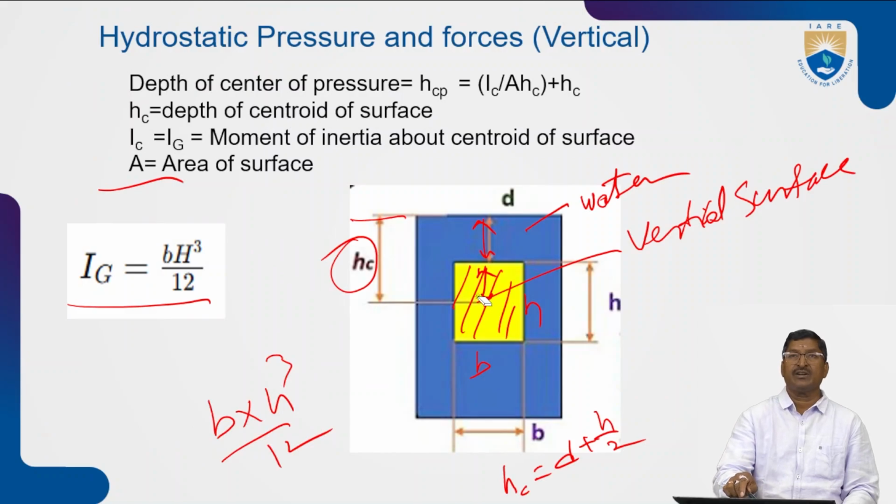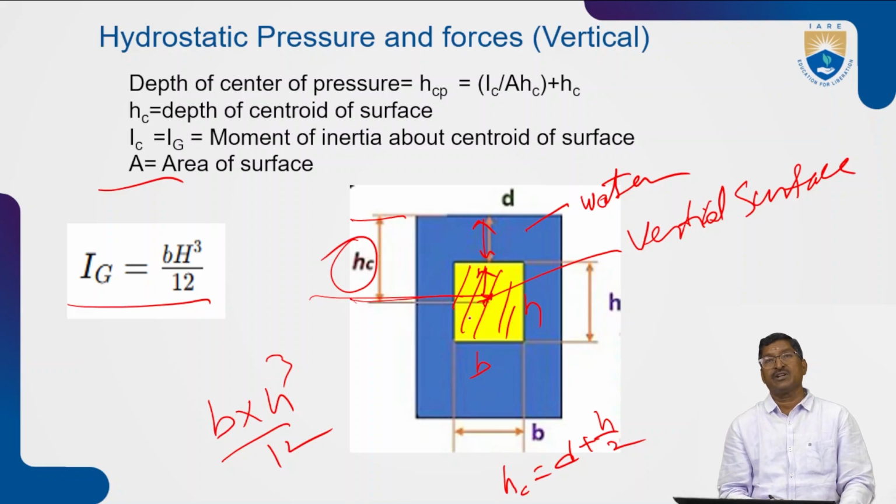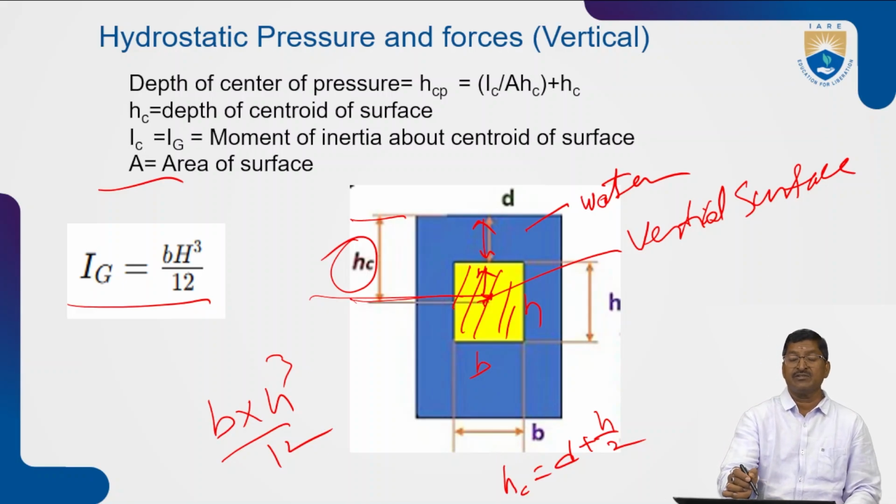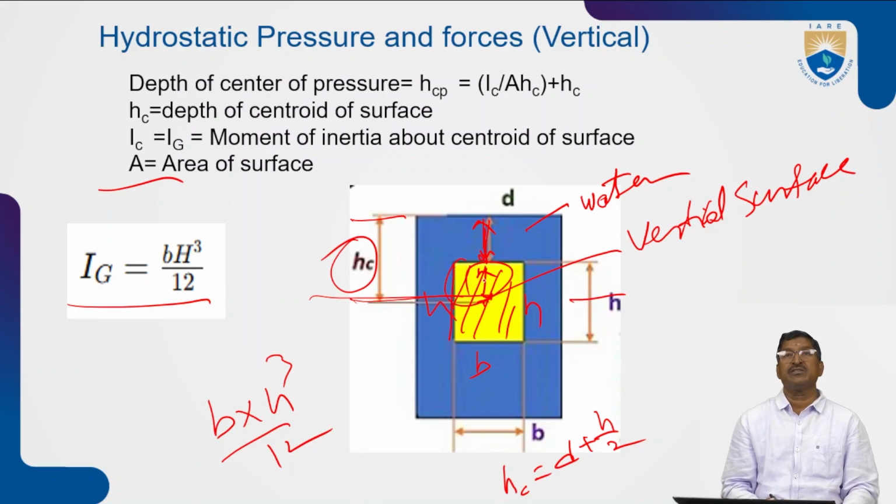So it is a rectangular vertical surface, yellow in color, having width B and height H, at a depth of small d from the top surface, and there is a depth hc for the center of pressure. How will you get the centroid of the rectangular surface? It is small d plus half of H, because the total height is H. So half of this gives the centroid of that vertical surface. The centroid of the vertical surface is not equal to the center of pressure. The center of pressure is different.